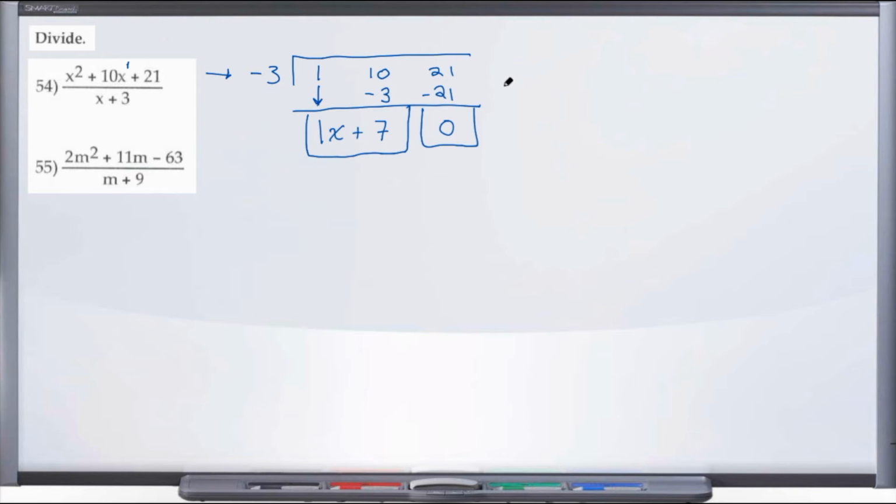And so this actually is now our answer. So we have x plus 7 is the result of our division of x squared plus 10x plus 21 divided by x plus 3.